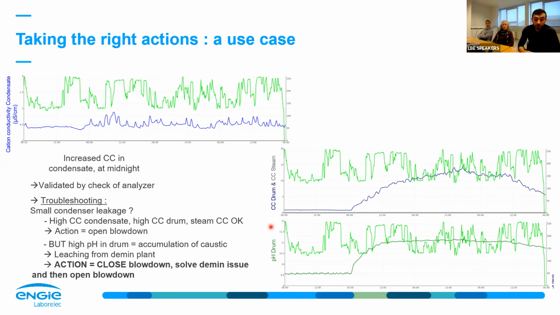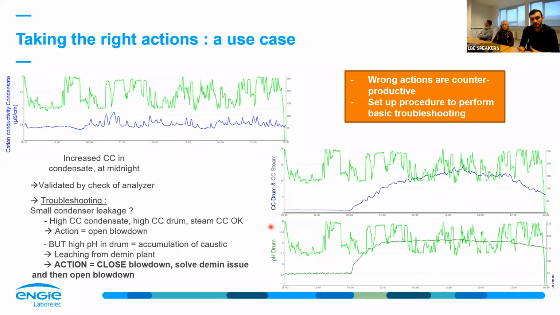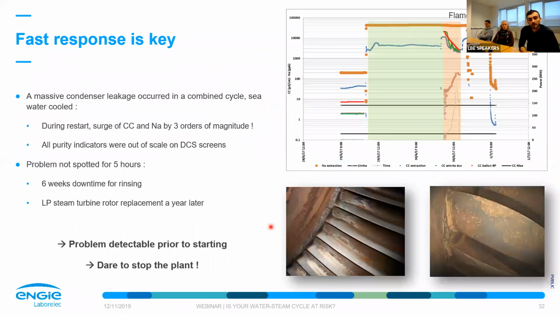And in fact, the action that should be taken when there is such an incident is to close the blowdown. Why? If you open the blowdown, you allow more contaminated Demin water to enter your cycle. This is not a good thing. So take care. The wrong actions are counterproductive, and you need to set up some procedures to have a detailed structure for the troubleshooting, and not just stop at the first element to say the situation is under control. That's not the case. And a last point, you need to take the right action, but also in a prompt way. The fast response is really a key.